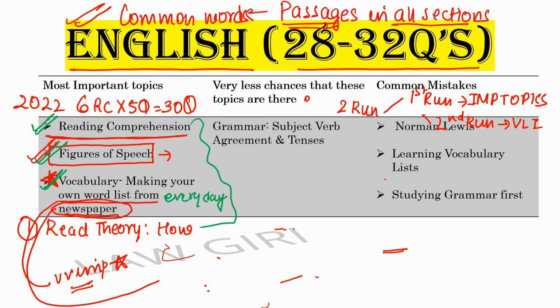The next is, very less chances are there. So these are your second run topics. This is your second run topic in English. In grammar, you can cover basic grammar like subject, verb, agreement, and tenses.